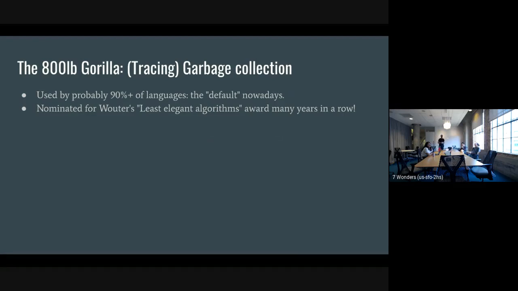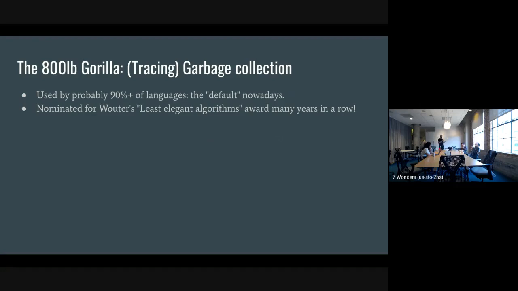It's been consistently nominated for Wouter's Least Elegant Algorithms Award many years in a row. By that I mean we're going to throw away any possible information or knowledge we have about lifetimes of objects in our program. And then once in a while, we're going to stop the entire program and scan all of our memory, or most of our memory, or some of our memory, recollect that information, do a bunch of cleanup, and then continue again. For some reason, I'm really not a fan of that kind of thing. I think we should be able to do better.